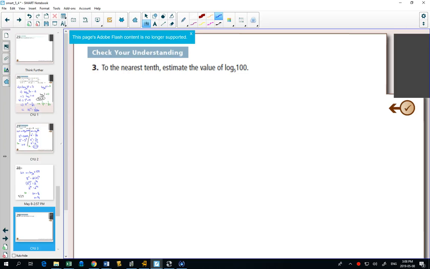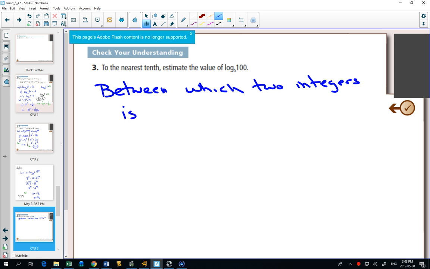For question number 3, they would never ask you this on the exam to estimate to the nearest tenth, because you would need a calculator, and if you can use a calculator, you're not really estimating, you're writing down the right answer. But this question could come up like this, and I'll write it out more like a non-calculator: between which two integers is log 5 of 100? That would be a more typical question that could be asked on an exam.